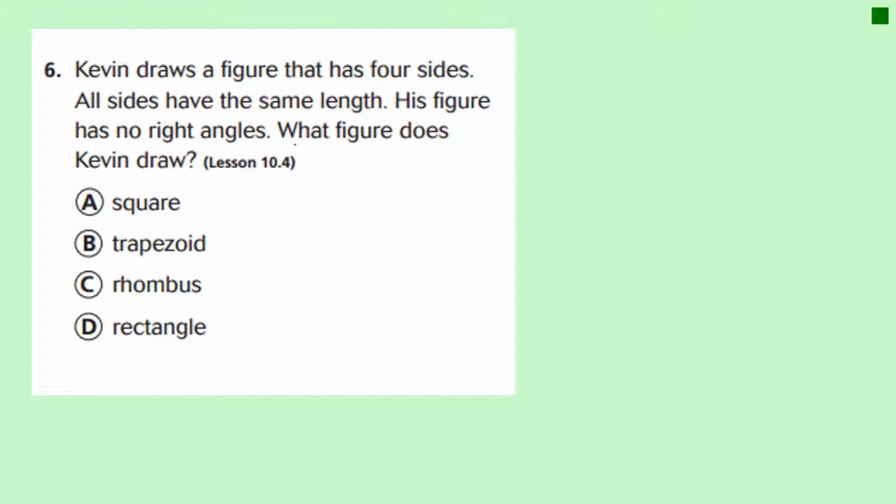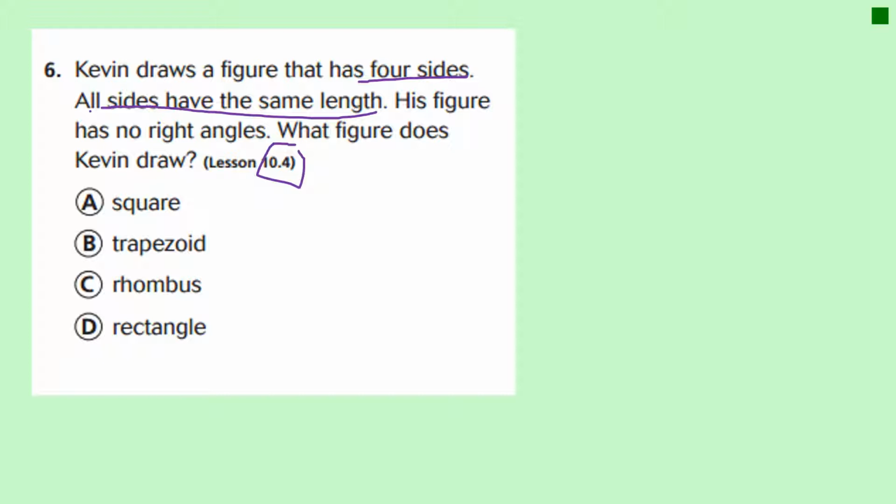This is our lesson check. Now, we're still in the same chapter on this lesson check, but that's okay. It's this chapter, lesson 4, just a couple days ago. Kevin draws a figure that has 4 sides. All sides have the same length. Well, you know what I'm thinking right now. 4 sides, all sides have the same length. I'm like, square. Okay, let's keep reading though.